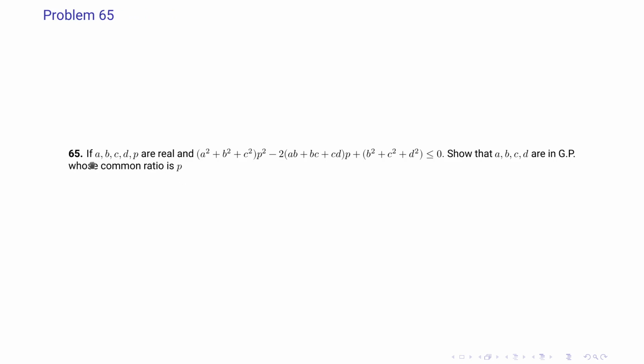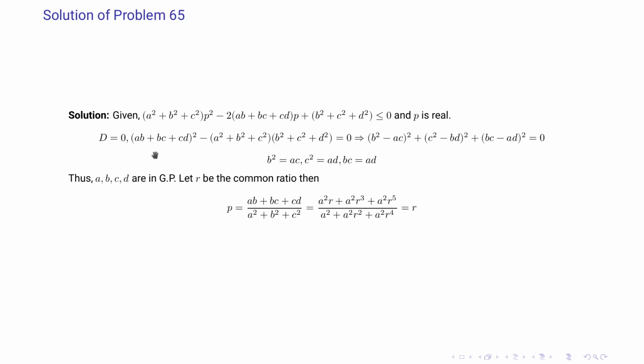Problem 65 says that if a, b, c, d, p are real and (a square plus b square plus c square) multiplied with p square minus 2(ab plus bc plus cd) multiplied with p plus (b square plus c square plus d square) is less than or equal to 0, show that a, b, c, d are in GP whose common ratio is p. So as the limiting case, we let d to be 0 because p is real.